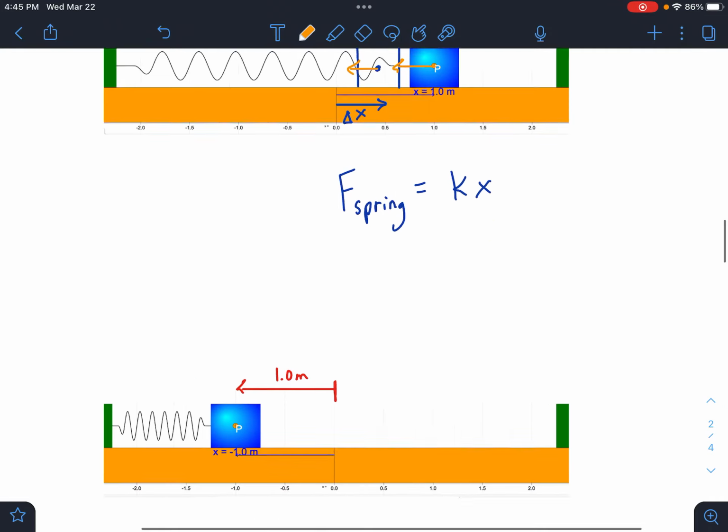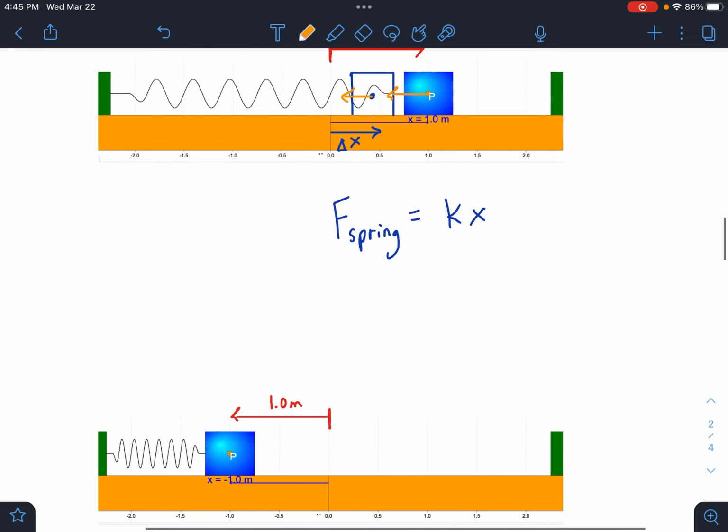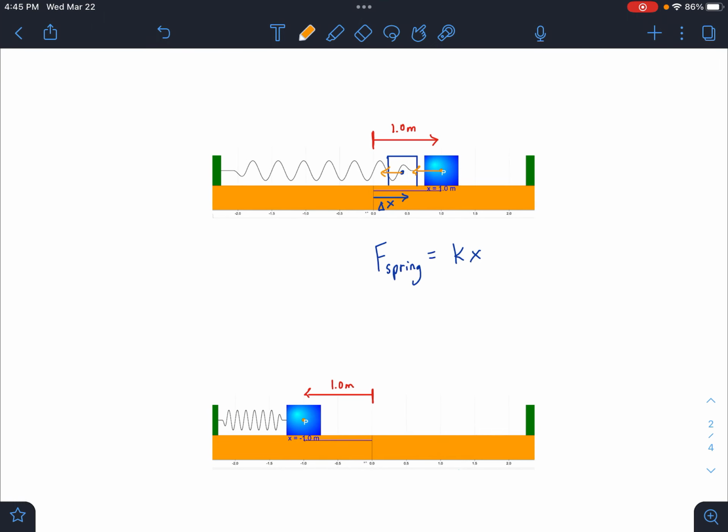Okay, so I think that's a pretty good start. If something's simple harmonic, then the restoring force, which in this case is the spring, is directly related to position. So that makes it simple harmonic, and that's kind of cool.